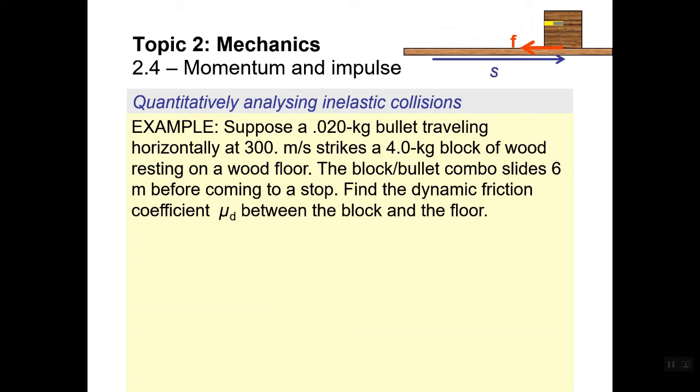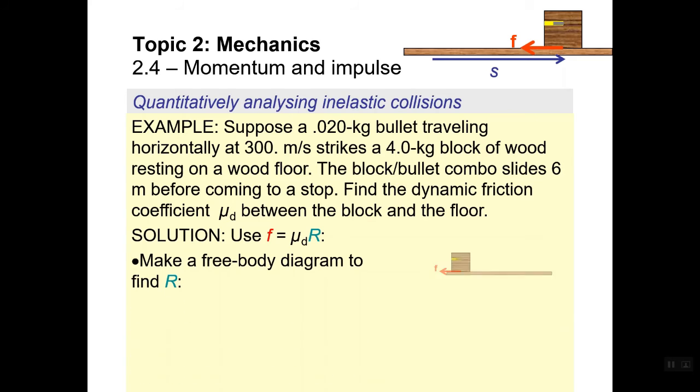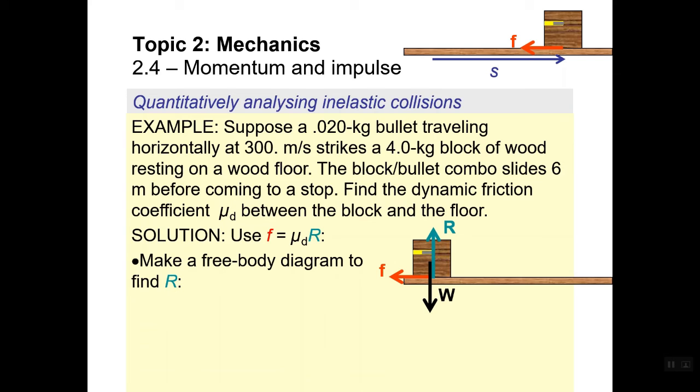Find the dynamic friction coefficient between the block and the floor. We can find the dynamic friction formula from our data booklets: dynamic friction equals the coefficient of dynamic friction times the normal force. The best thing to do is draw a free body diagram. So we have a friction force acting on it, we have the weight, and we have the normal force.